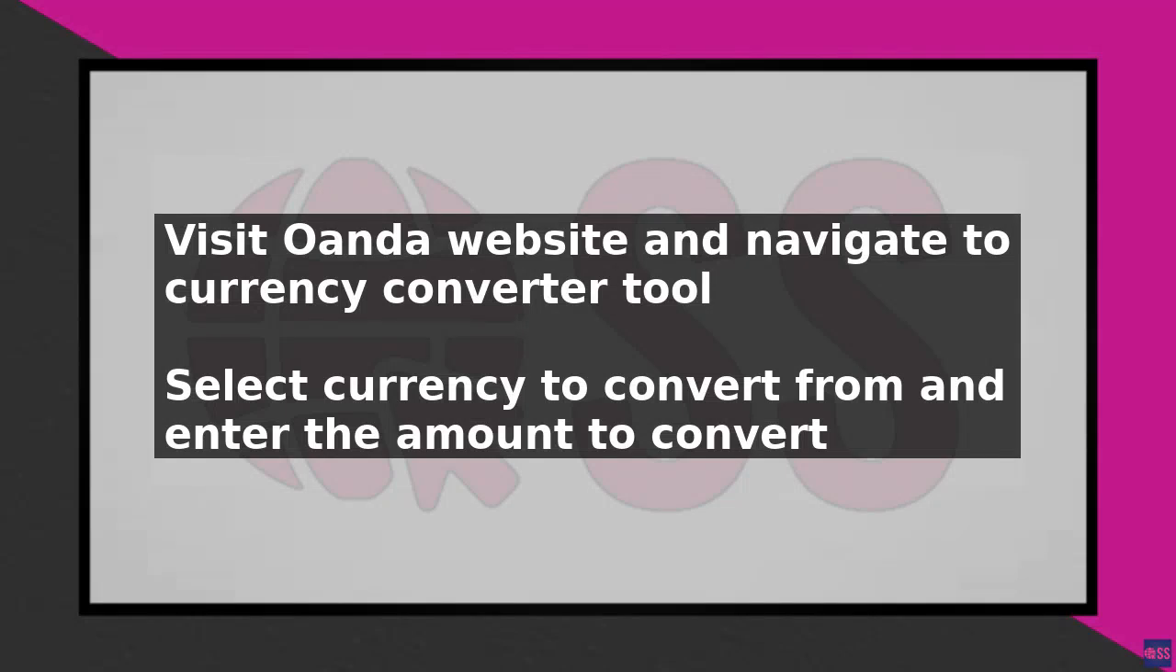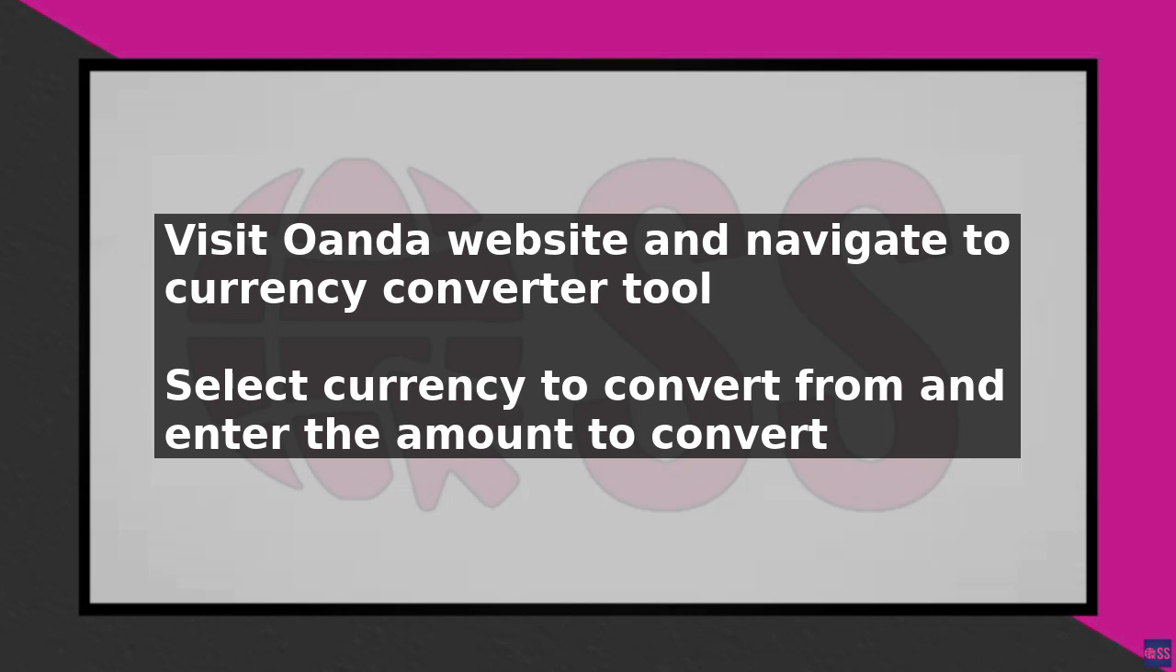To check exchange rates on Oanda, start by visiting the Oanda website and navigating to the Currency Converter tool. This tool allows you to quickly and easily convert between different currencies using the latest exchange rates. First, select the currency you want to convert from the drop-down menu. Then enter the amount you want to convert.